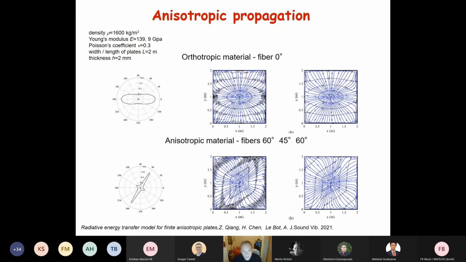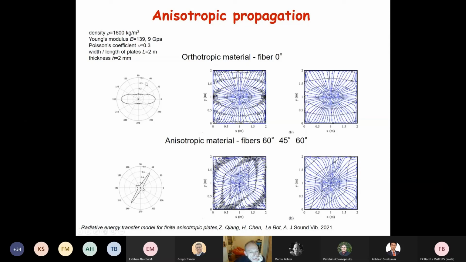And the last example is that the functional equation or radiosity method also applies for anisotropic propagation. So to prove that, we have taken this small example on a square plate of 2 meters. And you have there the characteristics. It's a composite plate, and the method consists in modifying the function capital G, so that the influence from source to receiver now depends not only on the source-receiver distance, but also on the direction of the ray.